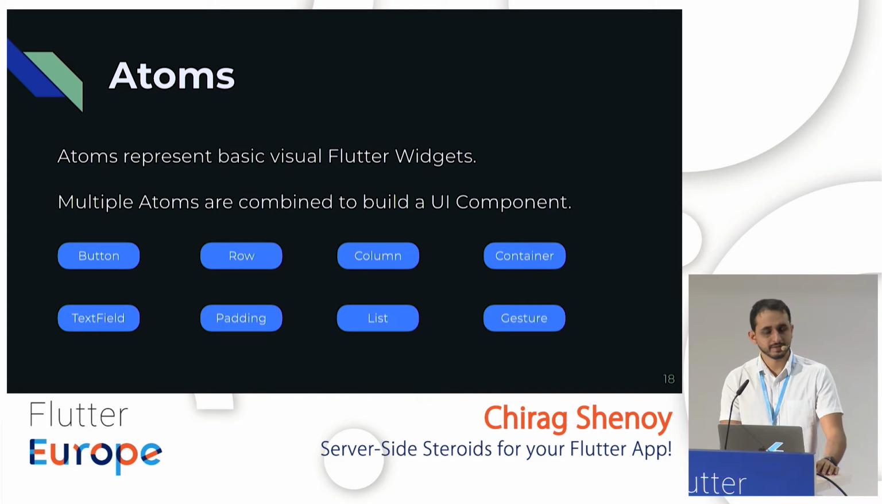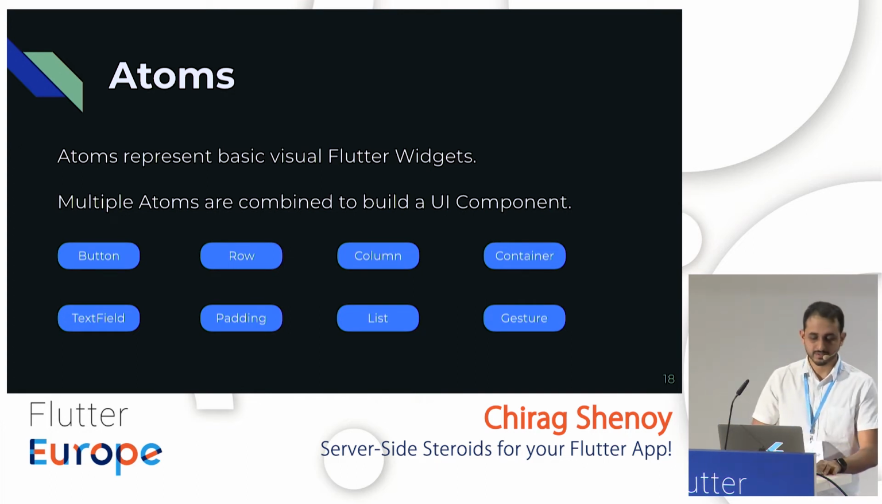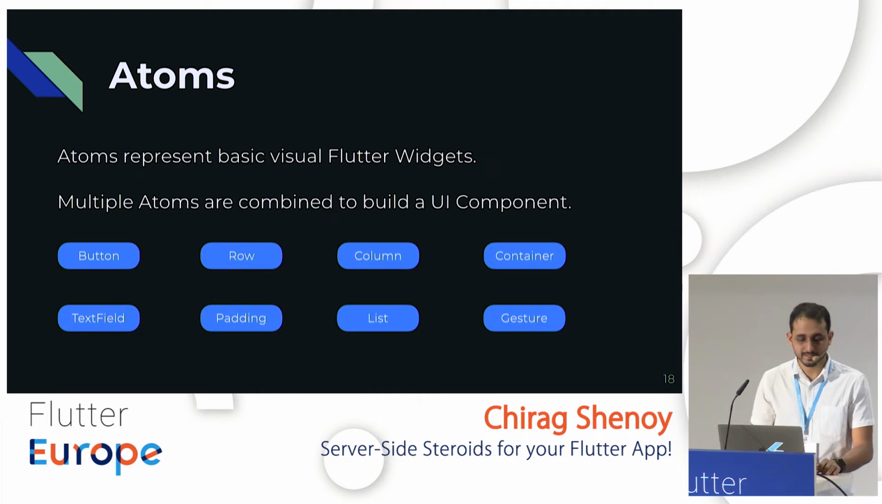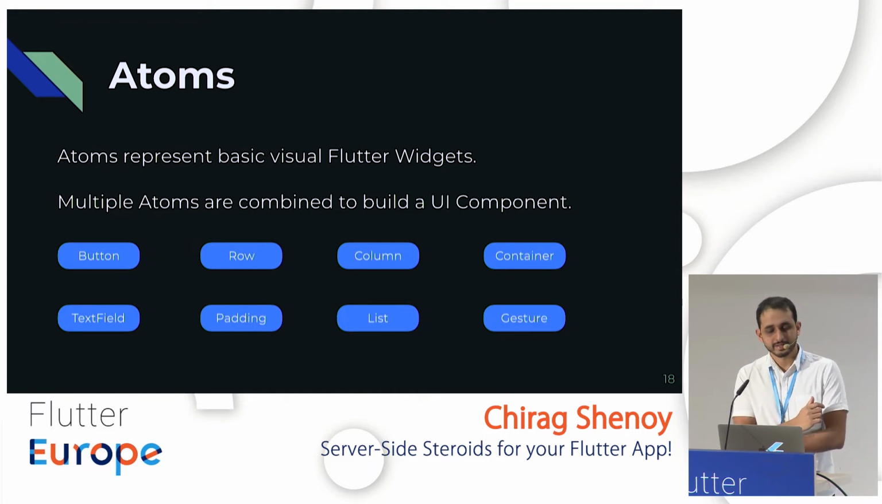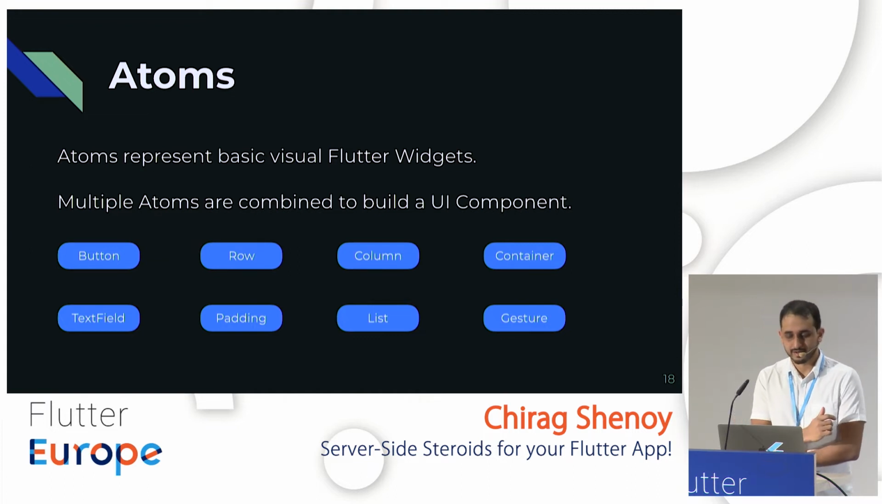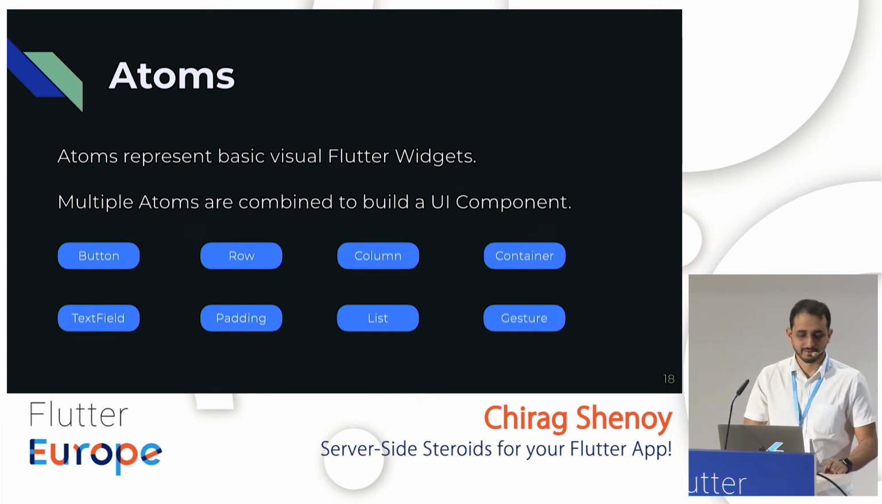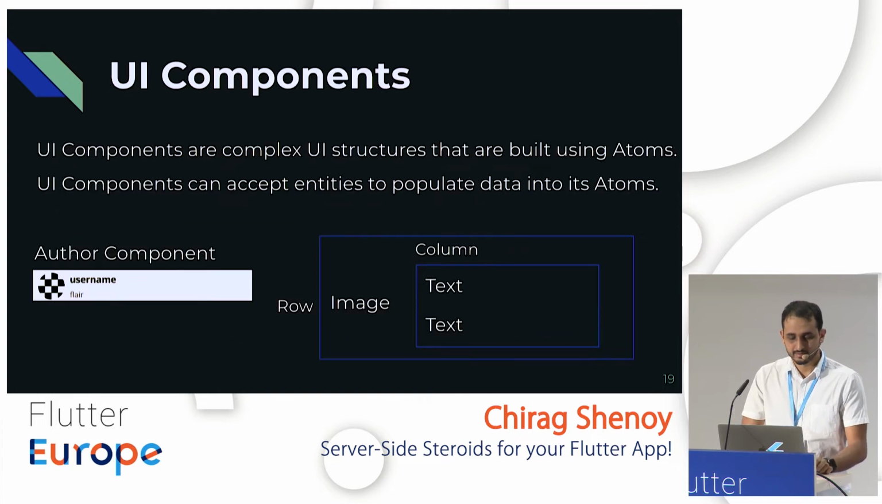Before that, we have another term that we used, which is atoms. You can think of atoms as the smallest particle that our app uses in terms of UI at least. Atoms represent basic visual Flutter widgets. All your examples that are out there are the smallest particles that your app can use, like a button, a row, a column, a container, and so on, a text field. And multiple atoms can be combined to build a UI component. I'll show you what that means.